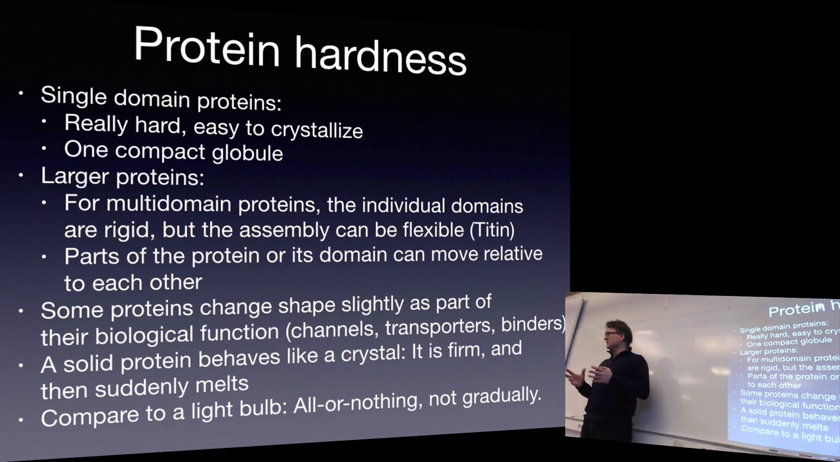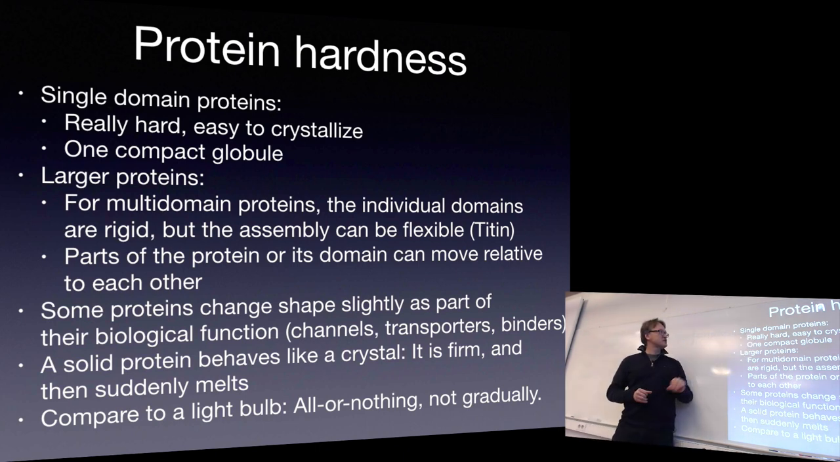For larger proteins, this is much more complicated. The individual parts or the domains of the protein might be fairly rigid. But then think about your muscles, right? You can't really crystallize your muscles. They're large, floppy, and everything. So understanding the structure of single parts of proteins, we're fairly good at. Understanding this type of structure, we are really bad at.